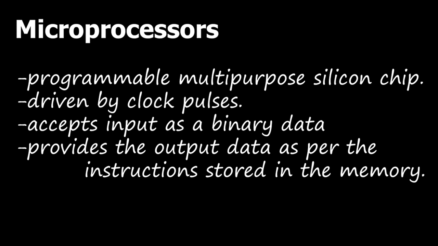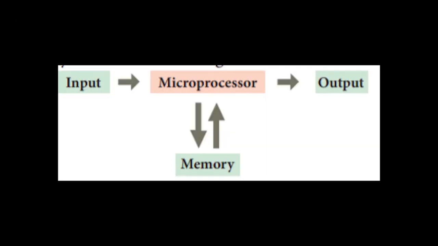This is driven by clock pulses, and when you give an input, it will take that input as binary data and then it will process it. As per the instructions, it will process the data and give you the output, okay? When you see this block diagram, you can understand it. See, input is given into the microprocessor, the data will be stored in the memory, the processing also will be done, and then the output will be given out.